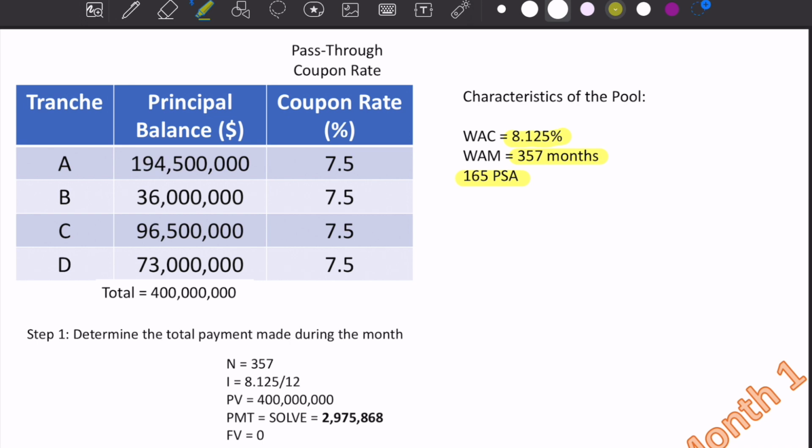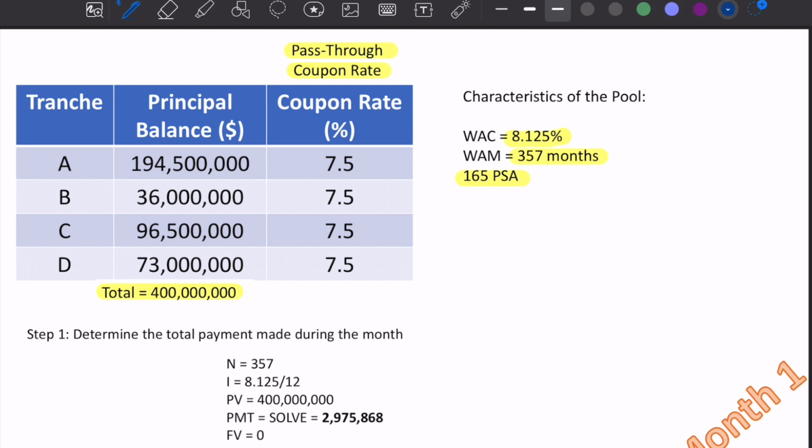And then the coupon rates in this table, these are the pass-through coupon rates. Again, just for simplicity, we're going to assume the pass-through coupon rate for each different tranche is exactly the same, and it's 7.5%. The other number that's important is the sum of this principal balance column, which is $400 million.